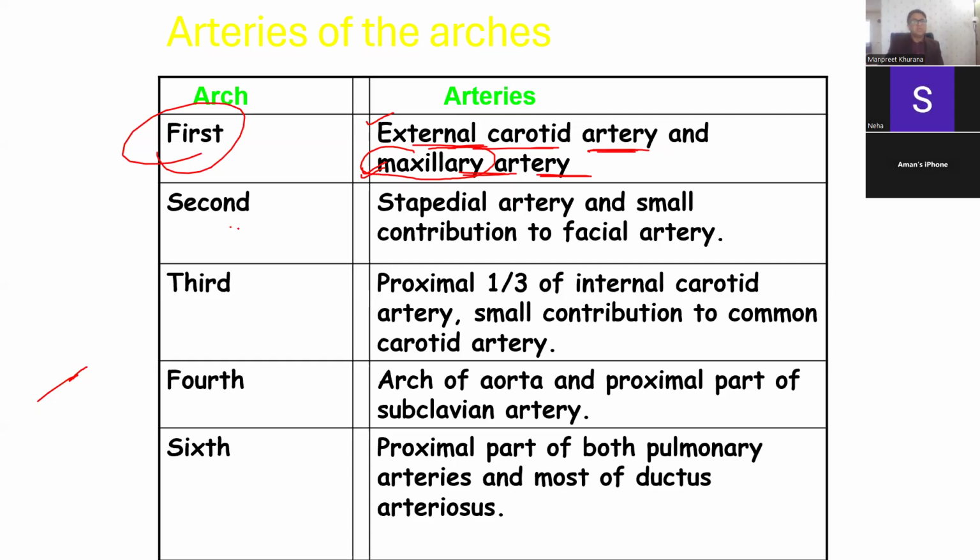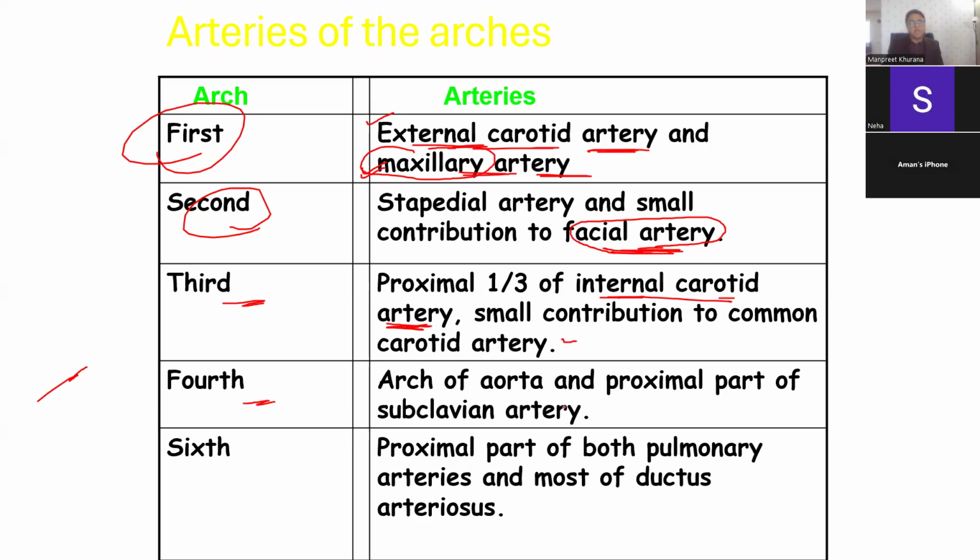Second is the stapedial artery and a small contribution to the facial artery. So technically, facial artery is also a branch of the anterior division of the external carotid artery. Now, third, proximal one-third of the internal carotid artery, the internal carotid artery which goes in the brain, right? So the third arch is related to that, with a small contribution to the common carotid artery.